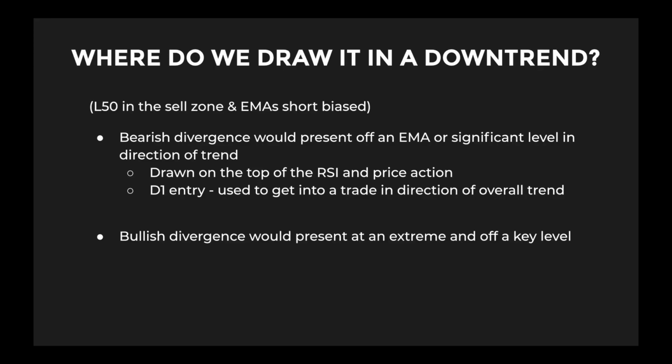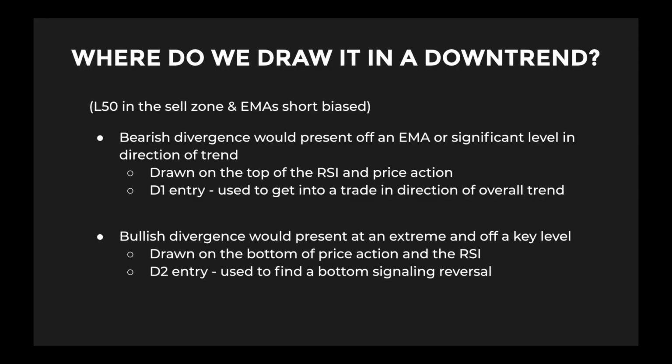And again, compare this to bullish divergence, which would present at an extreme and off a key level. And this is going to be known as our D2 entry. This is drawn on the bottom of price action and the bottom of the RSI, showing you a rising RSI calling, in theory, air quotes around calling, the bottom of your downtrend. And you're going to be able to do that and call that by using the higher time frames like I'm going to show you in chapter 3.